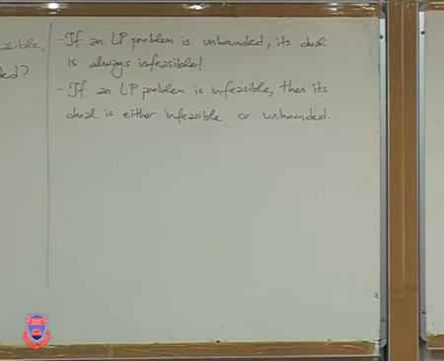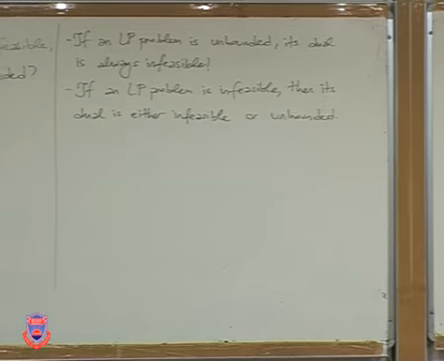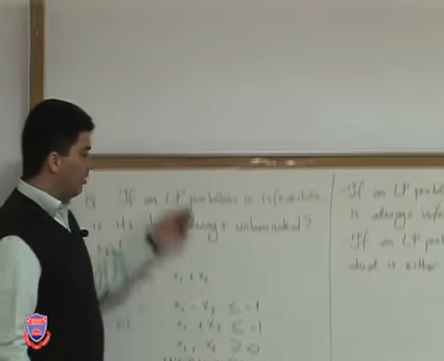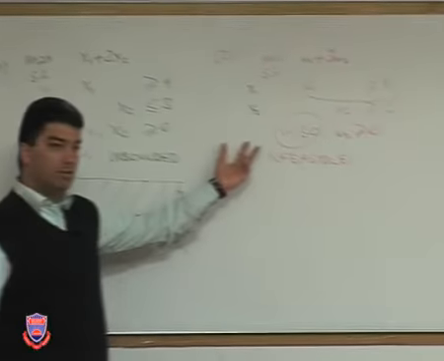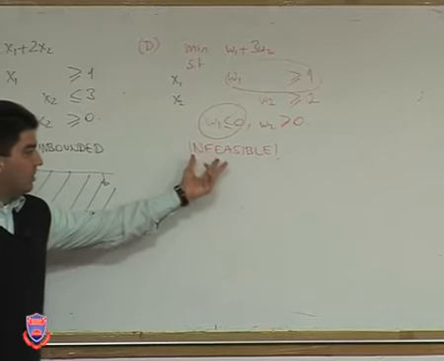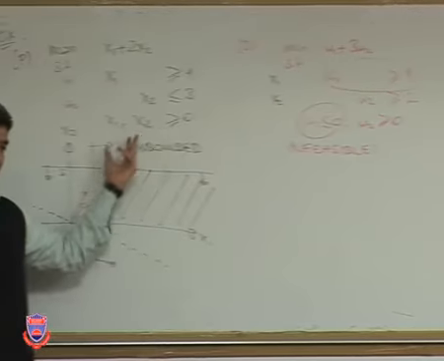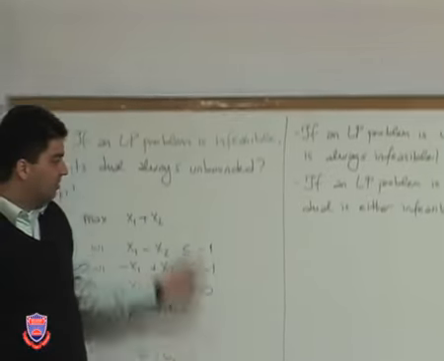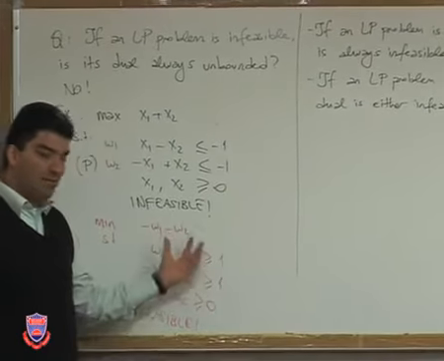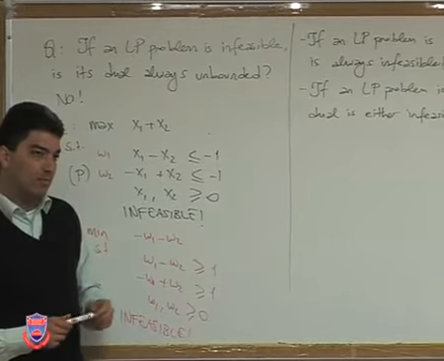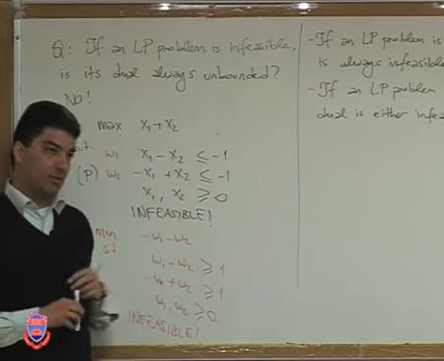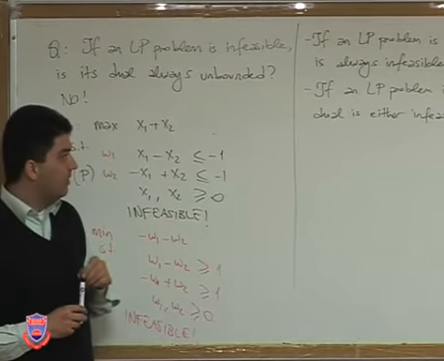So if you start with an infeasible problem, then its dual can be one of two things. It can be either infeasible, or, if you look at the previous problem, so think of this as your primal problem, you start with an infeasible problem, its dual is unbounded in this case. So these are the only two possibilities. If you start with an infeasible problem, its dual is either infeasible or unbounded. But if you start with an unbounded problem, its dual is always infeasible. So that's important.